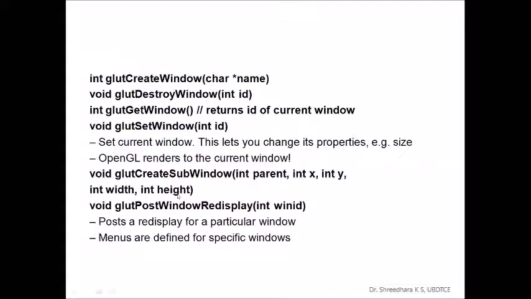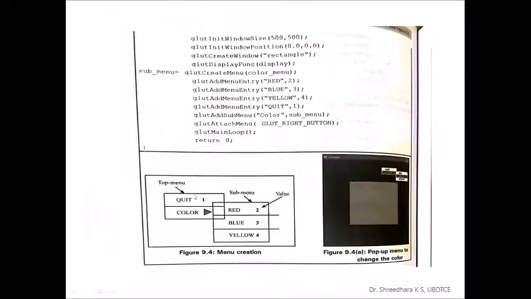Now, this program is to demonstrate this menu routine. I will go to the main output and then we will understand. We are creating a window. This is the window. Just to highlight the activities, you are creating a main window. When the user clicks on the right button and chooses quit, the application will exit.